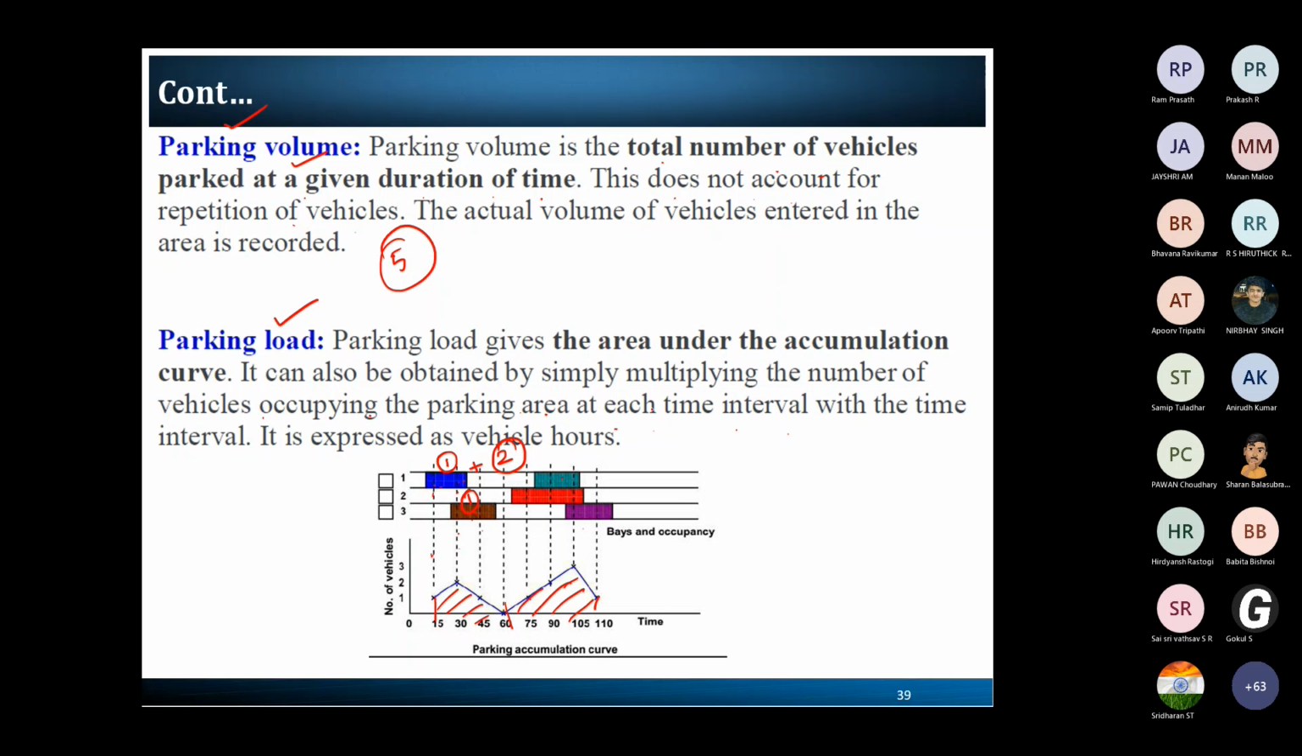This is the way we can explain it mathematically, but when it comes to the large scale level, you plot the graph. From the graph, you try to highlight what your parking load is.